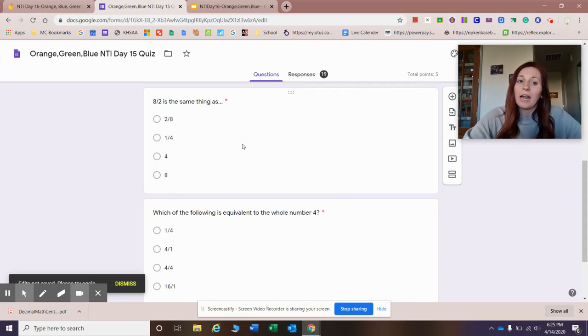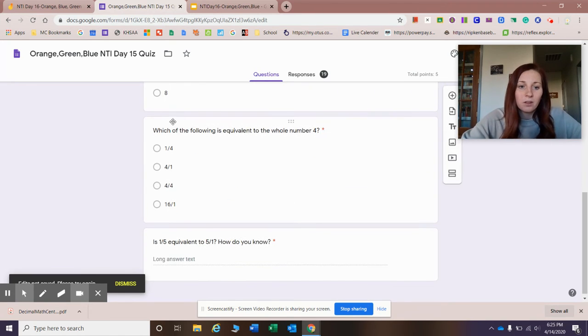8 over 2, or 8 halves, is the same thing as, I had some people put 2 eighths. Now remember, just because they have the same numbers does not mean that they have the same value. So the correct answer here should have been 4, because 8 divided by 2 gets you 4. And remember, that fraction bar is the same thing as division.